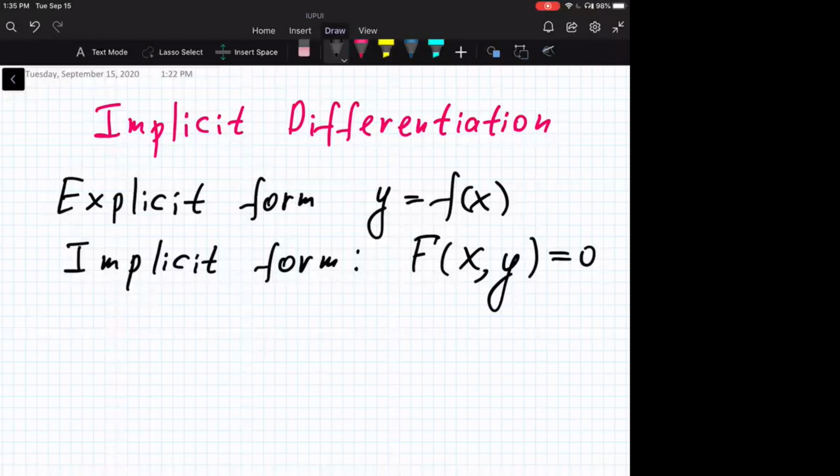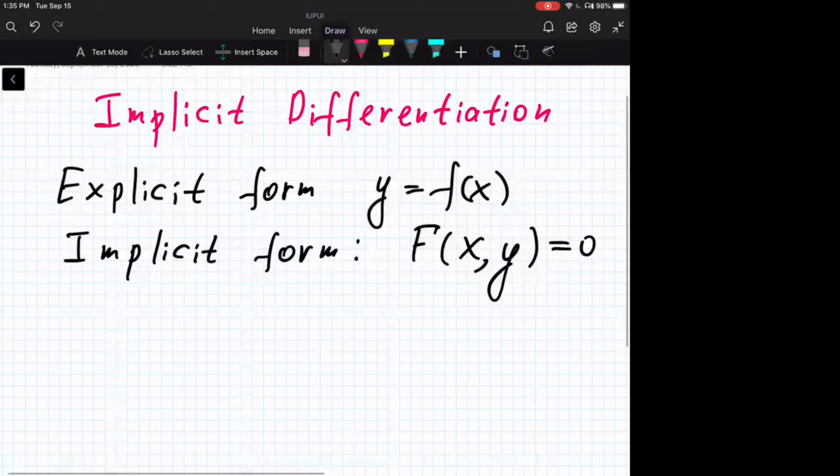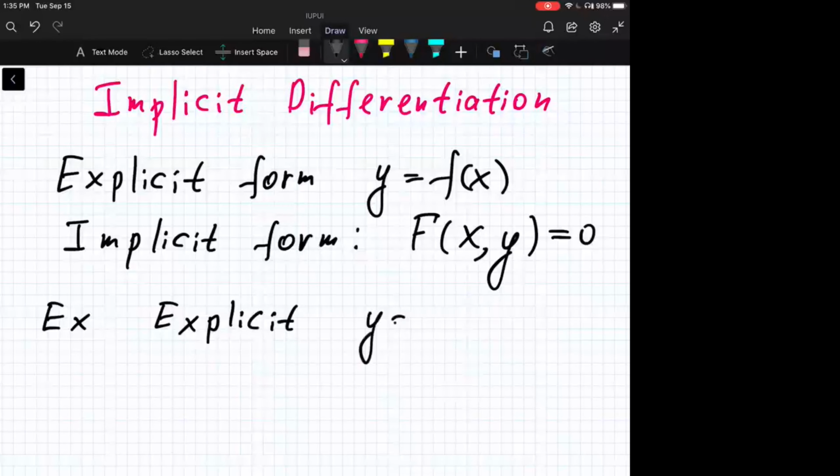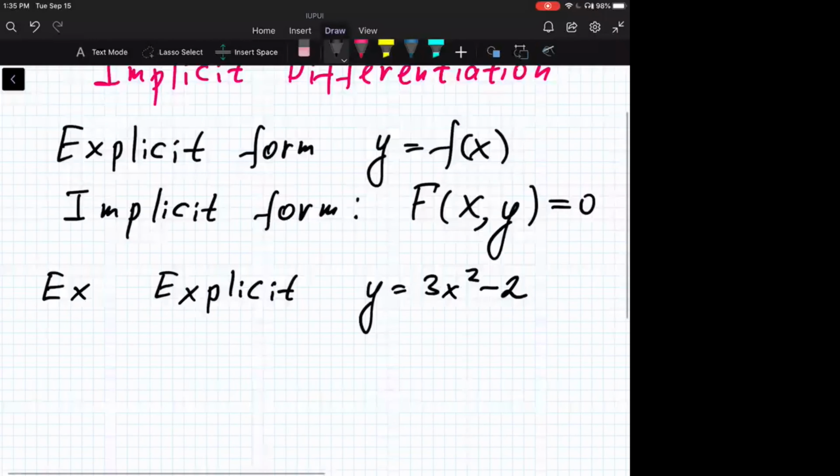The point is that we know how to find the derivative in the first case when we have explicit form, but also in fact we can find the derivative if we have implicit form as well. So what are the examples? So examples of explicit that we know, say y equals 3x squared minus 2.